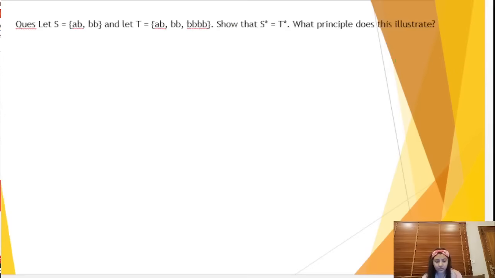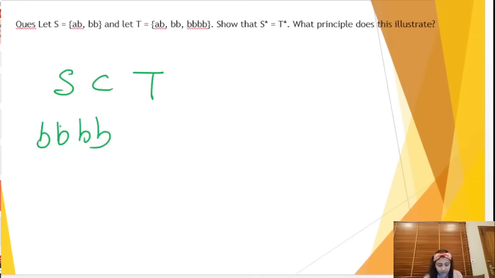Coming to the last question now, which says S is {AB, BB} and T is {AB, BB, and BBBB}. Show that S star and T star are equal. What principle does this illustrate? Now here we can clearly see that S is a subset of T, right? Now BBBB is the only word that is in T but not in S, right? But we can see that this BB belongs to S, right?